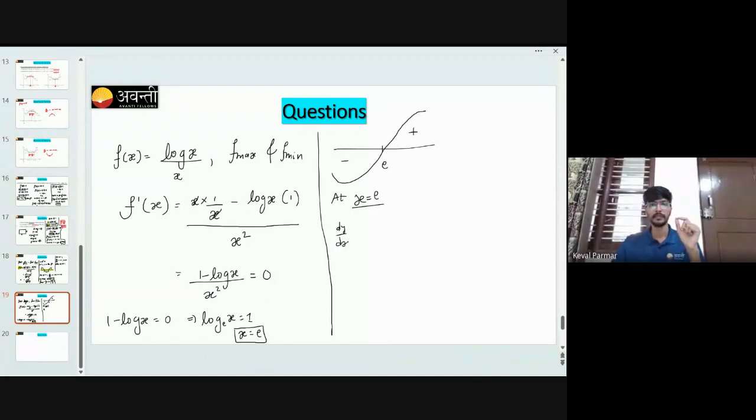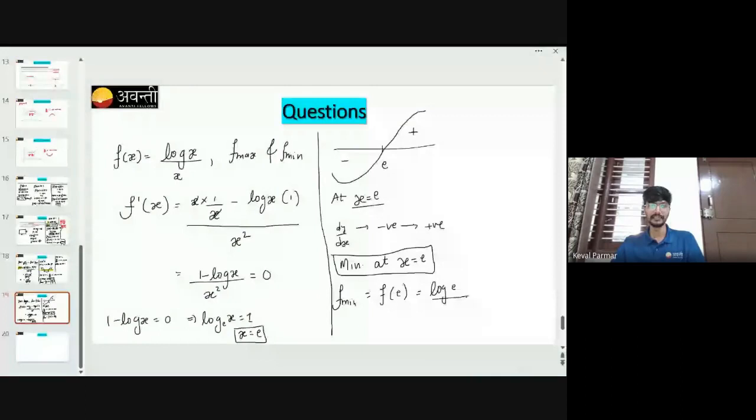Let's see. dy over dx before x equal to e was negative. Then it got positive. That means minimum at x equal to e. Minimum at x equal to e. And if it is minimum, then what will be f min? f min will be f of e, which is log e upon e.